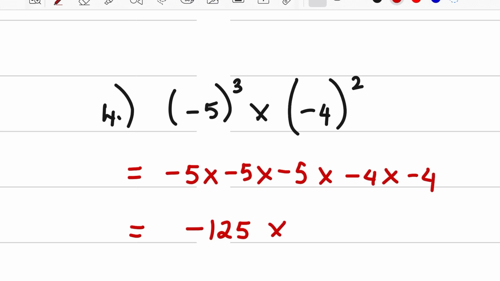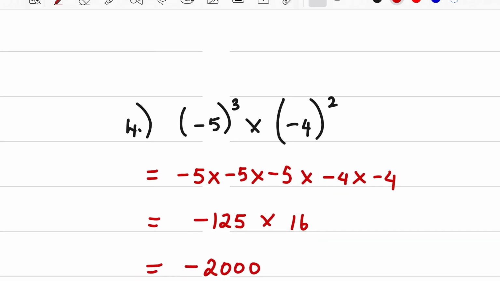And minus 4 squared, we have a negative base raised to an even power. So my answer is going to be positive, and 4 squared is 16. So we have minus 125 multiplied by 16, and that gives us minus 2,000.